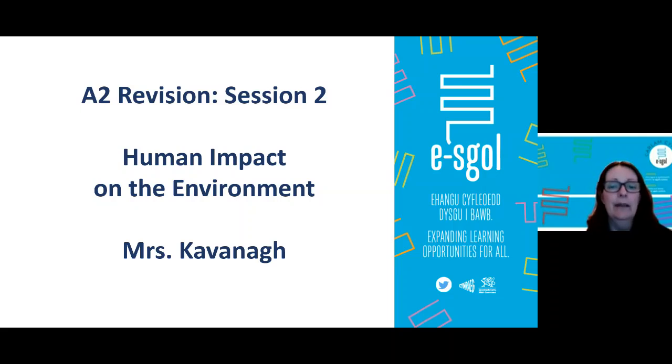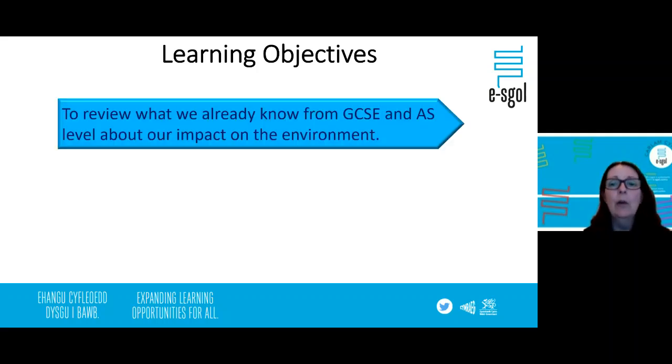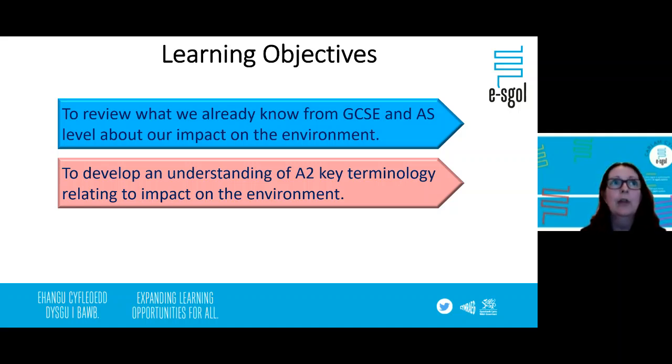We're going to look this evening at the human impact on the environment. We're going to look at what we know from GCSE and AS in terms of our impact on the environment. We're going to develop an understanding of our terminology for A2 relating to human impact on the environment, and you will notice from looking at this topic, if you've studied it already, that there is a lot of terminology, and it is just a case of learning these terms and thinking of examples and adding as much detail as you can to your answer.